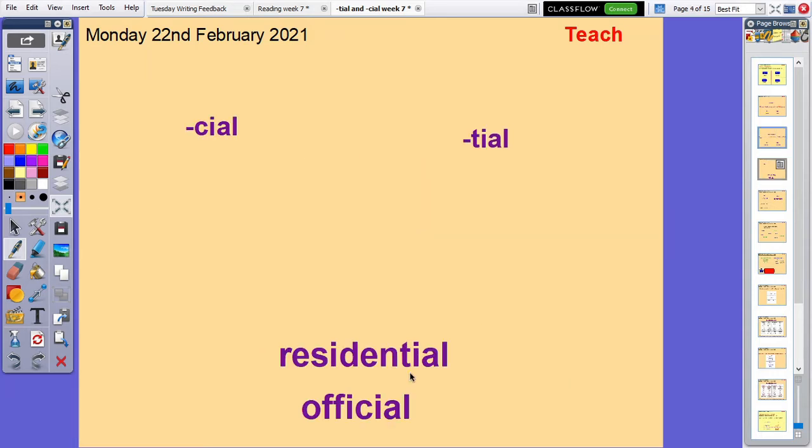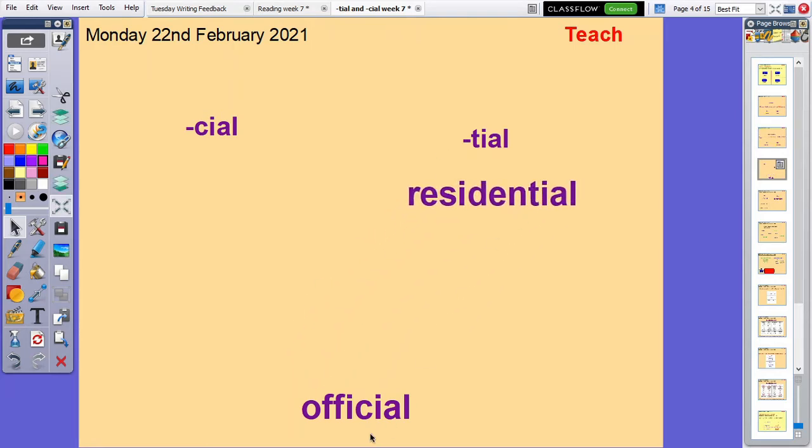So now we've got two letter strings that are spelling shul. So here's residential there and official there. Now what do you spot? What makes these two words different? Because it's not all about looking at a word and working out if it's correct. There is actually a rule.